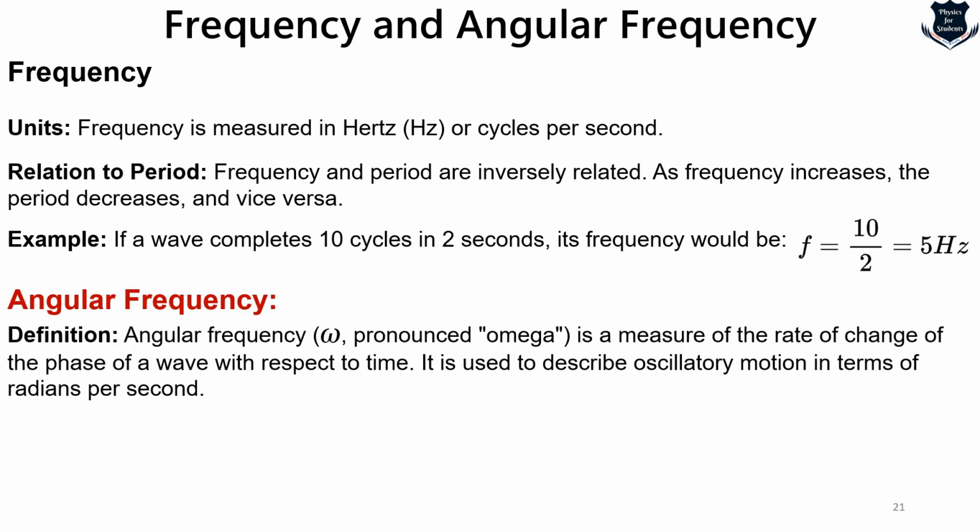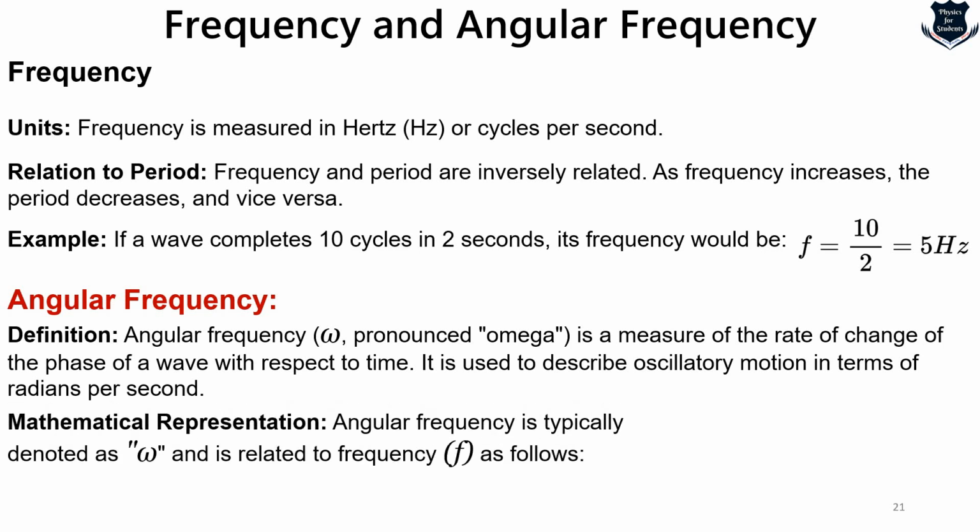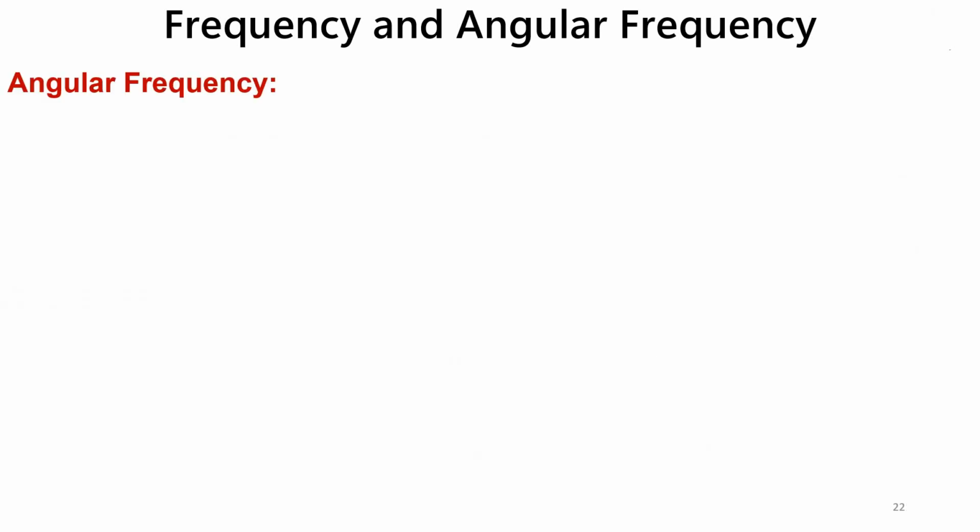Now, angular frequency, which is denoted by the Greek letter omega, is a measure of the rate of change of the phase of a wave with respect to time. It is basically describing an oscillatory motion in terms of radians per second. In mathematics it is represented by omega and is related to frequency as follows: omega will be 2 pi f, where we are defining this in terms of radians.